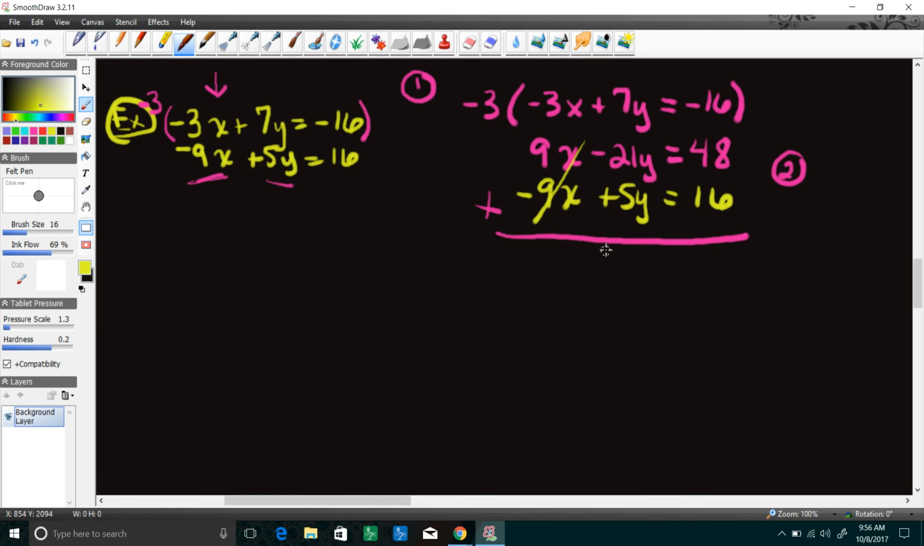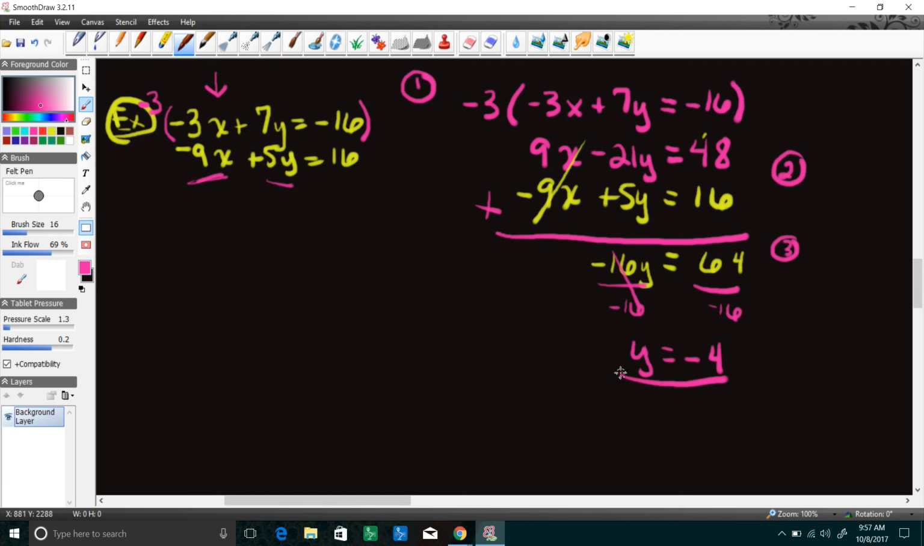Negative 21 plus 5 is negative 16y, okay? And then now we have 48 plus 16, so just like regular addition, 8 plus 6 is 14, carry the 1, 4, 5, 6. So this is 64, okay? And now I can do step number 3, which is to solve. So I'm going to solve for y. I'm going to divide by negative 16 on both sides to get y by itself. So y is equal to 64 divided by negative 16. That is negative 4. If you can't do that in your head, that's perfectly fine. You can use the calculator for that.